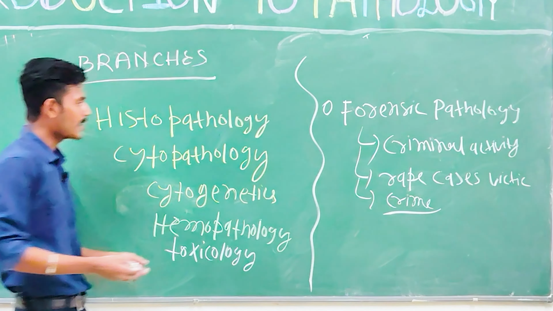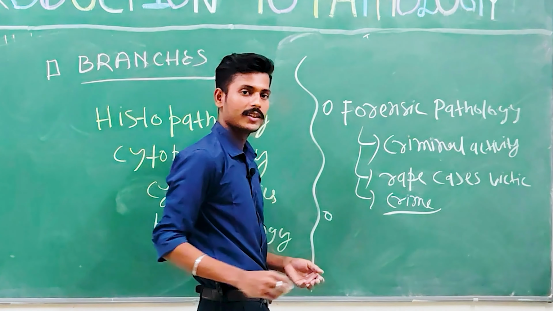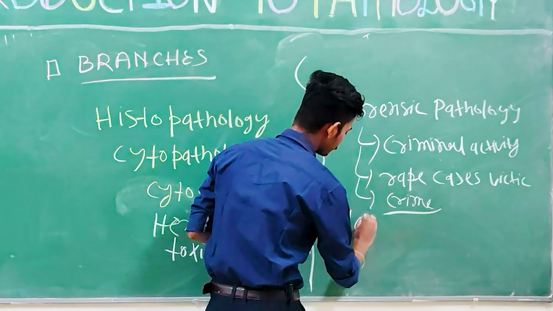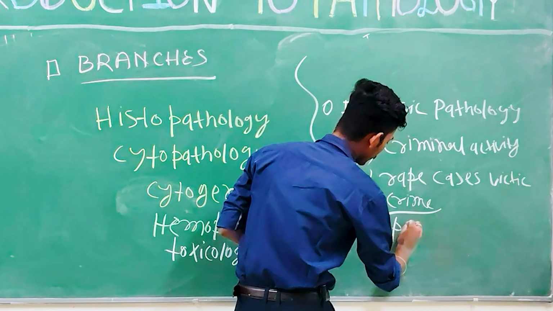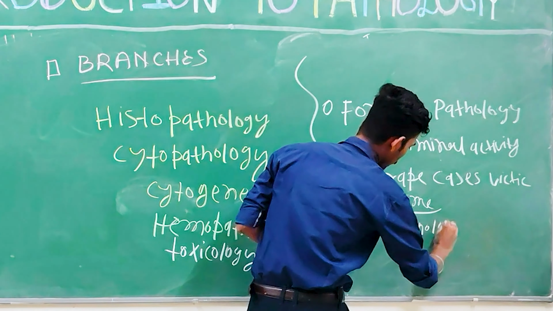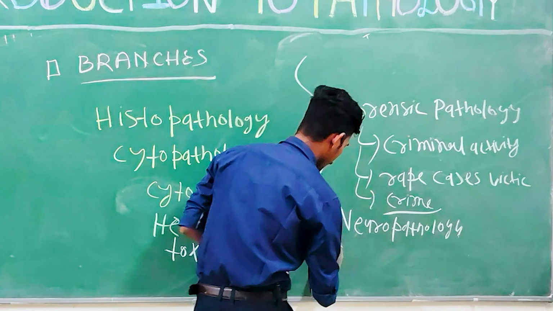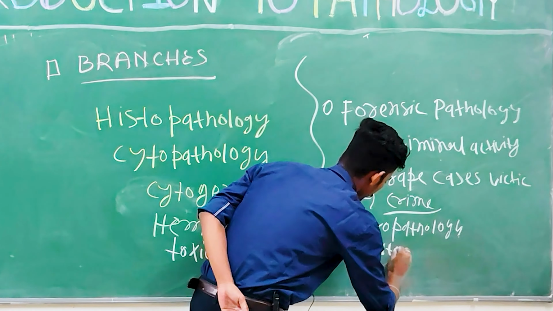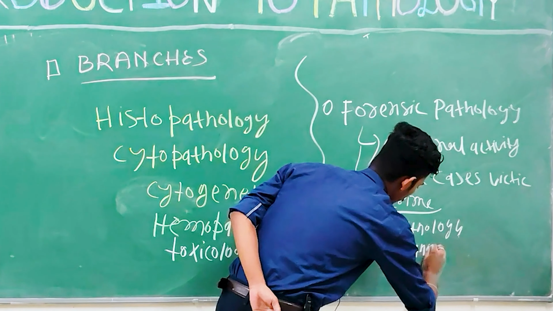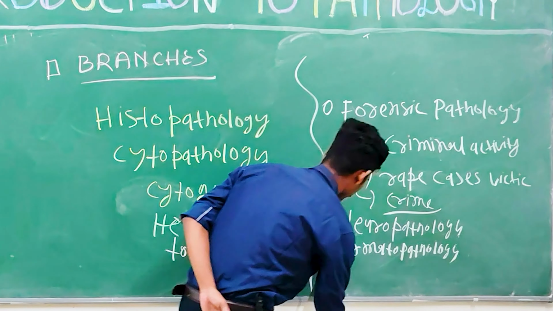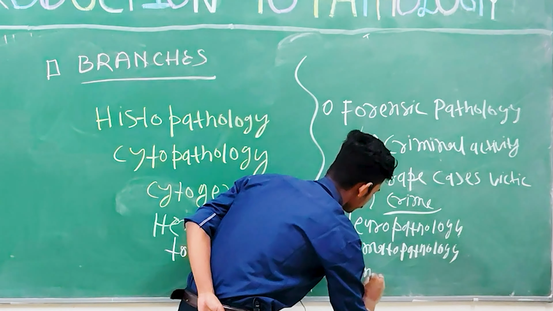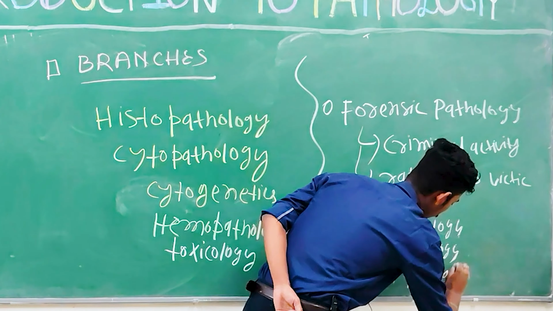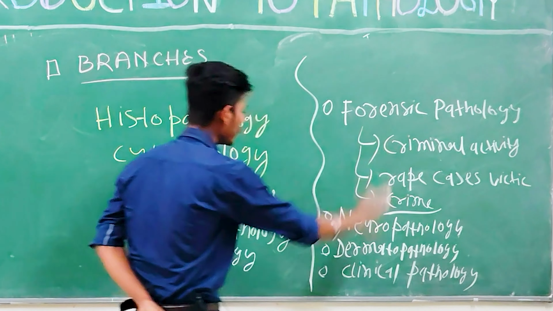Then you have another branch which specifically deals with understanding nervous system diseases. That is called neuropathology. Got it? Other branches: one is called dermatopathology, and another is clinical pathology.